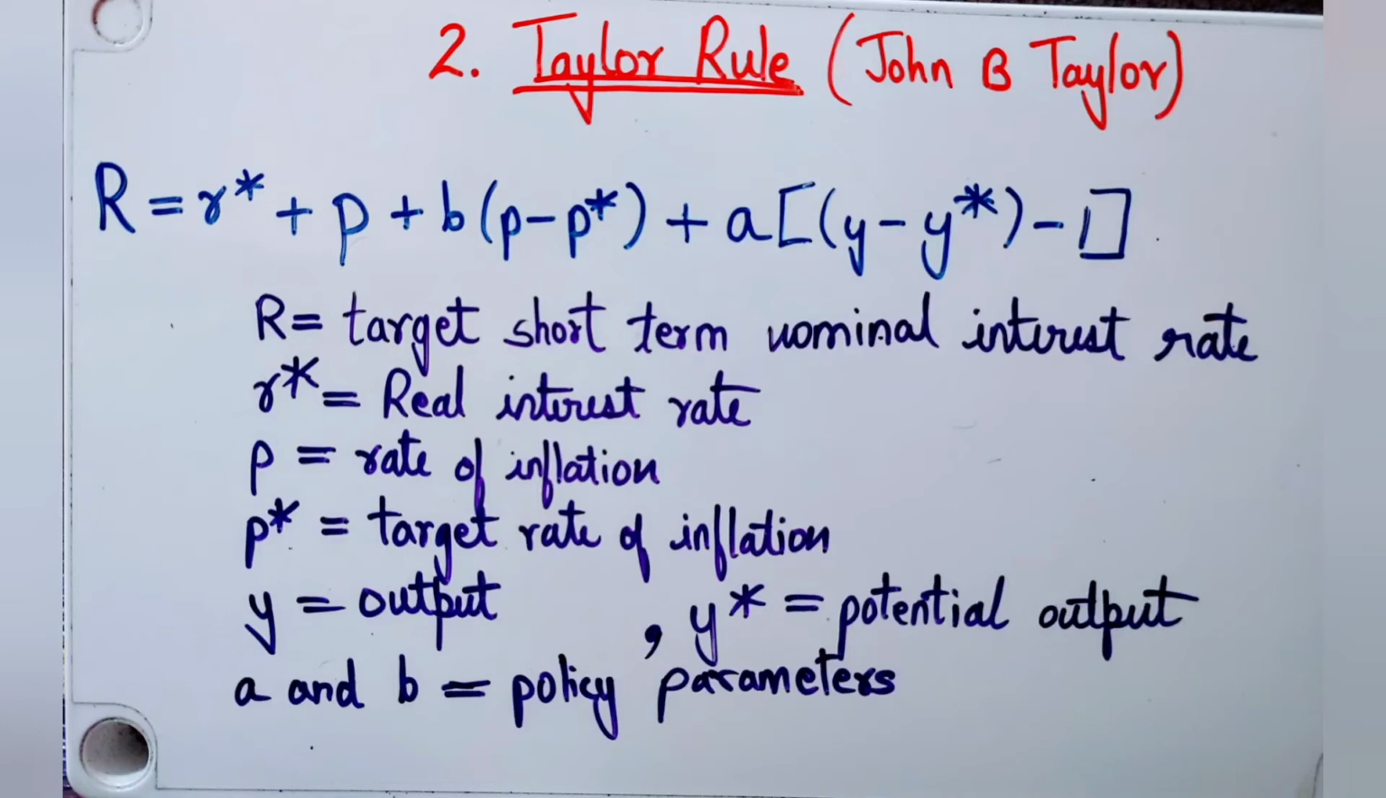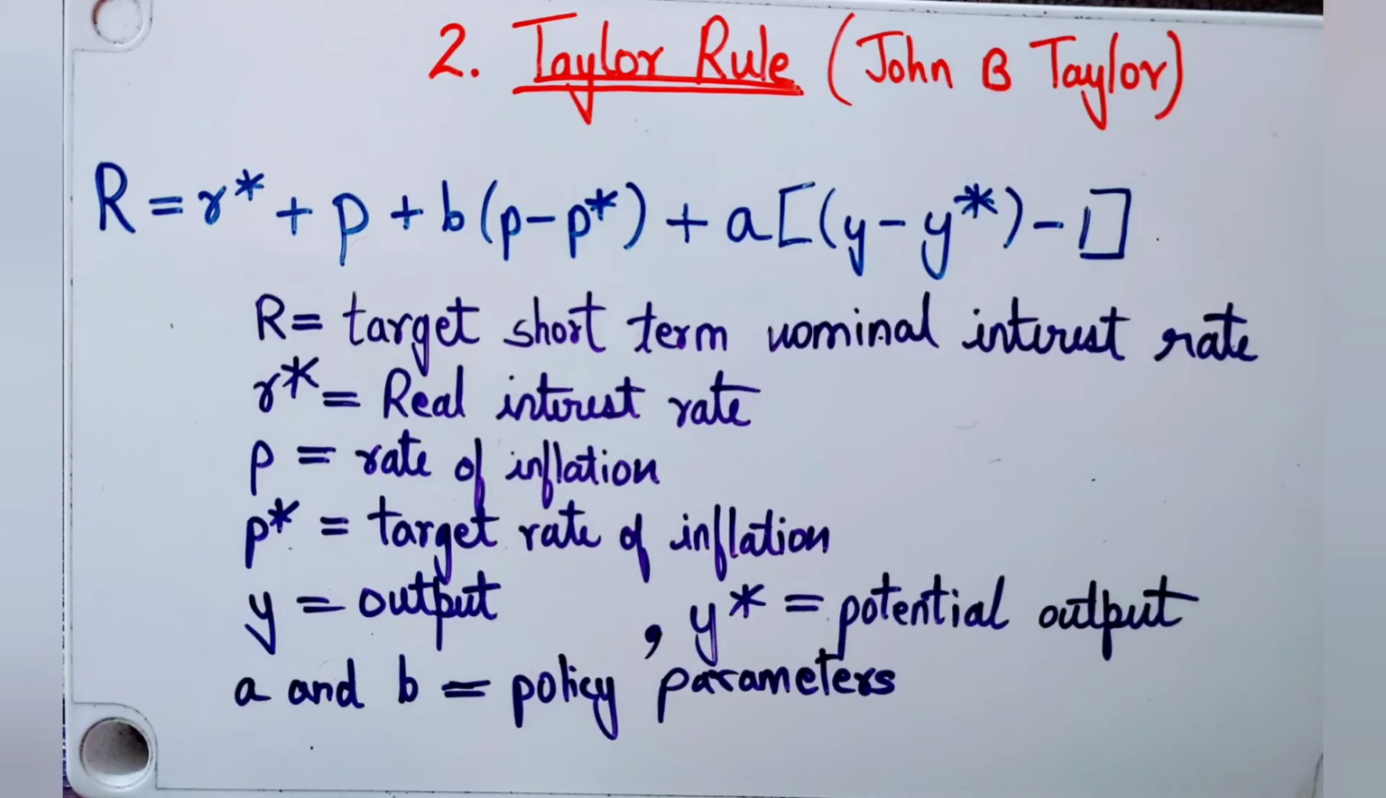That is, the target short-term nominal interest rate will be equal to the real interest rate, to which we have to add the rate of inflation, that is the current rate of inflation, to which we have to add two other things, in which A and B are the parameters of the policy. For the first parameter, A, we have to find the difference between the potential output and the actual output and subtract it with 1 and multiply it with the first parameter.